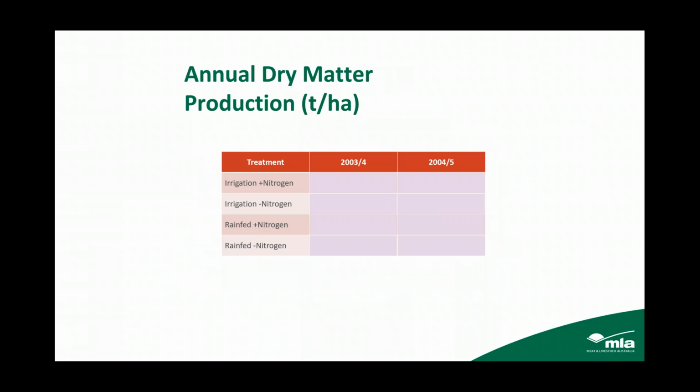So here are our treatments: irrigation plus nitrogen, irrigation minus nitrogen, rain-fed plus nitrogen, rain-fed minus nitrogen. We are on the Canterbury Plain at Lincoln University, and here are the results, in tonnes per hectare. Over the year, irrigation plus nitrogen, cocksfoot pasture grew 22 tonnes, and not much different in the following year.